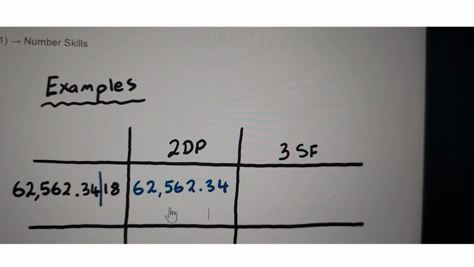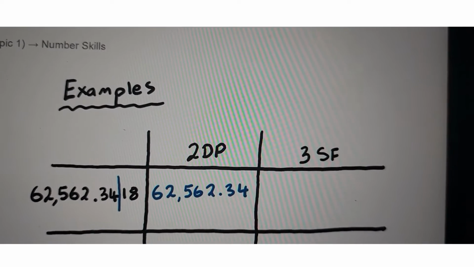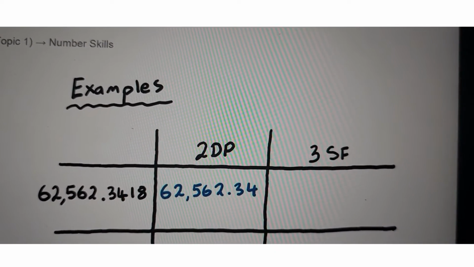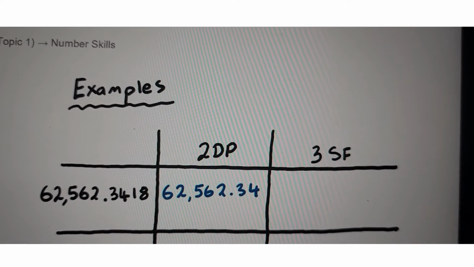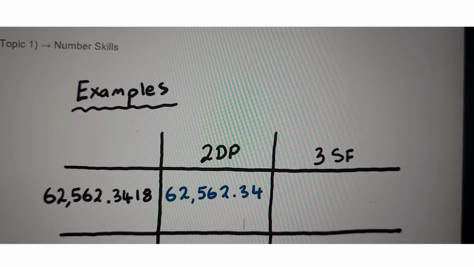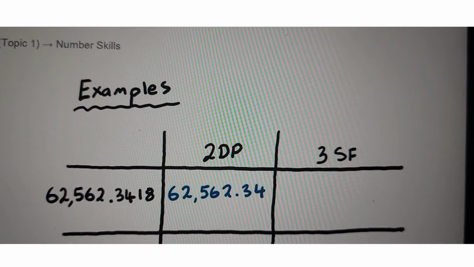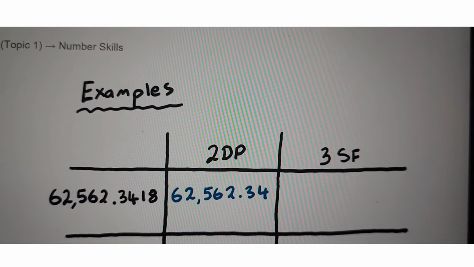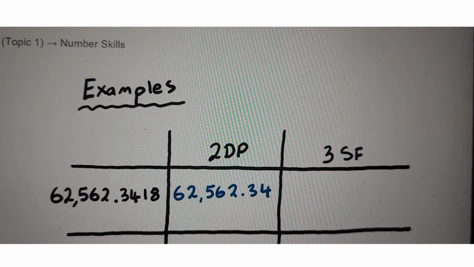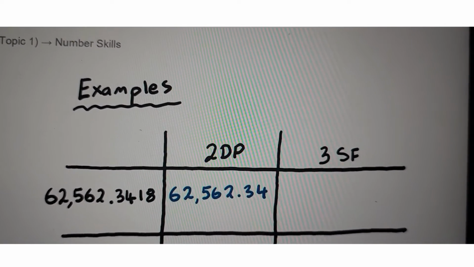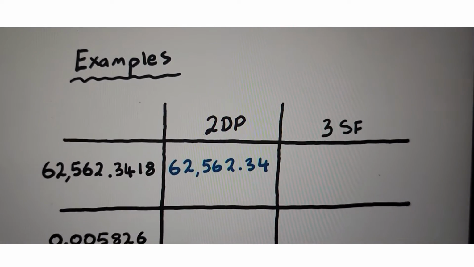I rounded the number to 2 decimal places. Let's now round it to 3 significant figures. Before I do, let's just recap on what a significant figure is, looking at the theory here on the left-hand side. Essentially, all numbers are significant figures apart from leading zeros or trailing zeros when there are no decimal places. Everything else is a significant figure, including zeros between non-zero numbers.